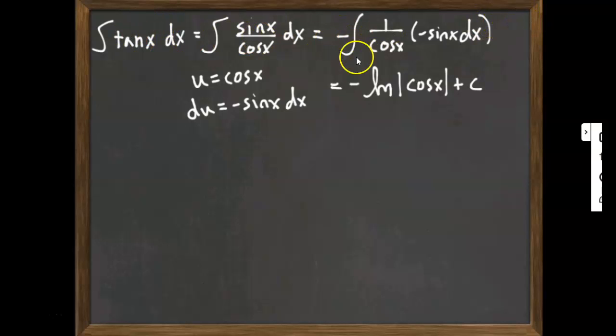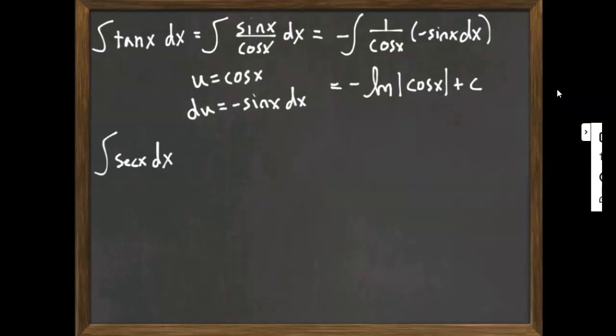The integral of tangent is actually the negative of the ln of the absolute value of cosine of x, plus a constant. Now this time, the absolute value doesn't go away because cosine can be, and very often is, negative. So we need to keep the absolute value in this case. In a similar manner, you could do the integral of the cotangent function.